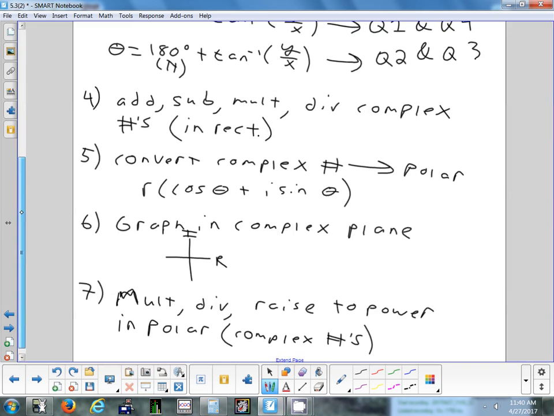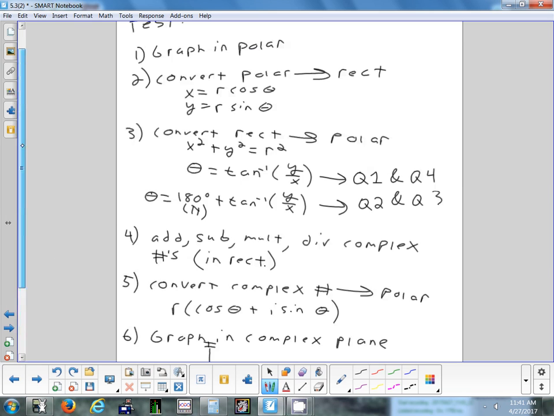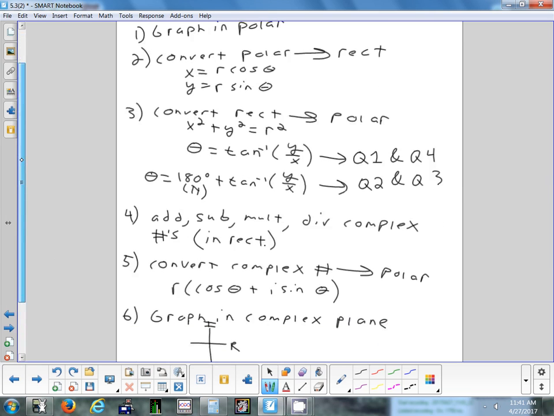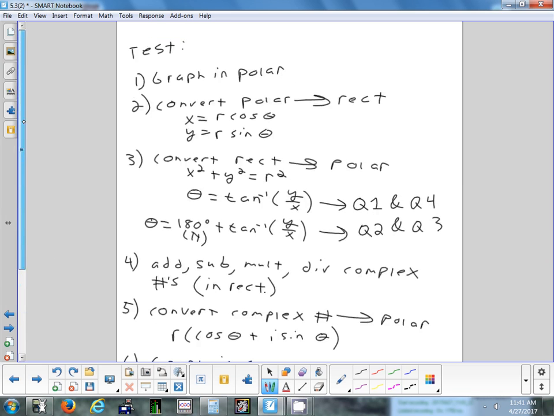Okay, so that's the 7 things that are on the test. Some problems you'll have 2. Like I might give you 2 convert complex numbers to polar, couple graphs. So the test is probably around, I think it's 14 or so questions. Okay. Does anybody have any questions on graph in polar? Oh, the first thing? Yeah, graphing in polar and complex.